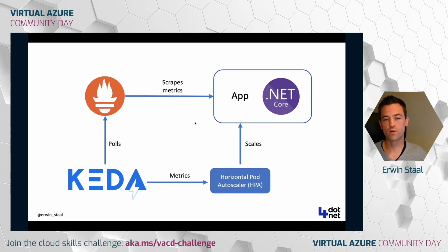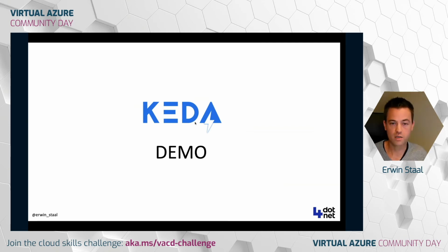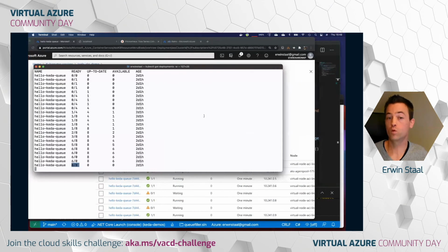So what I did here is I created a .NET Core API, and that API exposes Prometheus metrics on, for example, the number of requests in the last minute and the duration of those requests, etc. And so KEDA then reads those metrics from Prometheus, and when certain thresholds are met, KEDA will start to scale the API to start adding more and more instances. So let's have a look at what that would look like.